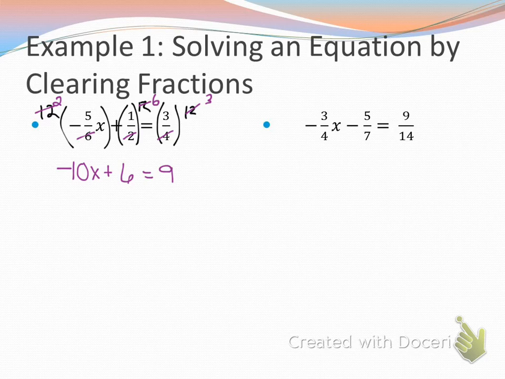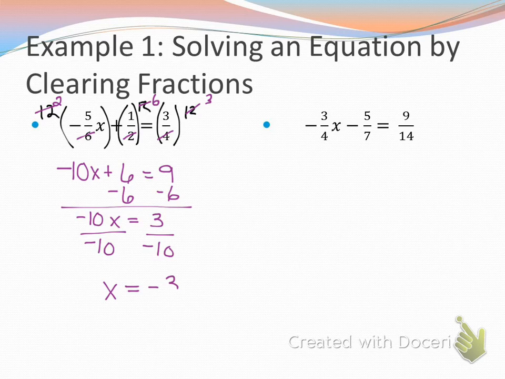Very good. Okay, so now we're treating this like a two-step equation. We subtract 6 from both sides. -10x equals 3. Now what do I divide both sides by? 10 or -10? -10, and I write my final answer. X equals -3/10. -3/10. All right, I want you to try the next one.